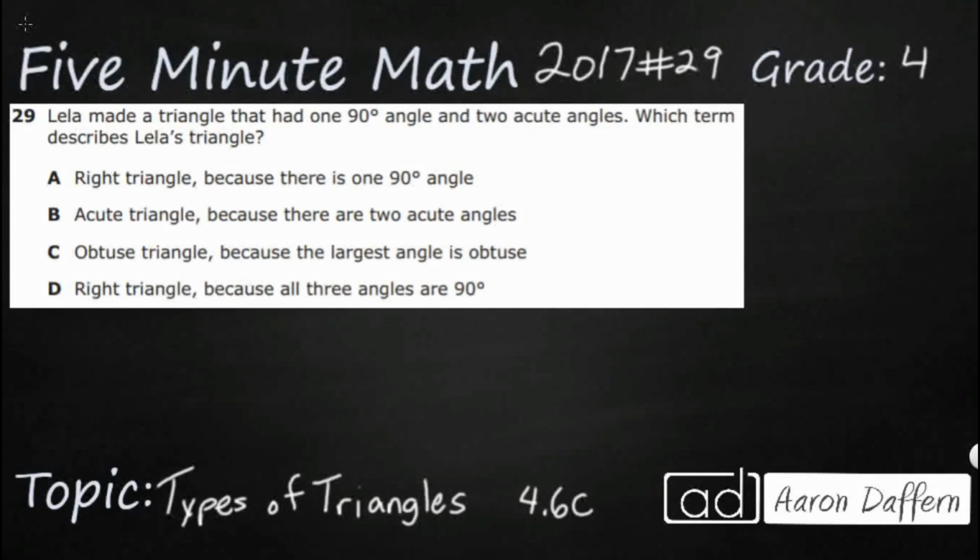Today we are looking at the 4th grade concept of types of triangles. This is standard 4.6C in the great state of Texas, and we are using item number 29 off the 2017 released STAAR test. If you have not done so already, please go ahead and take a moment to pause the video, work this problem out on your own, unpause it, and then we will look at our answers together.